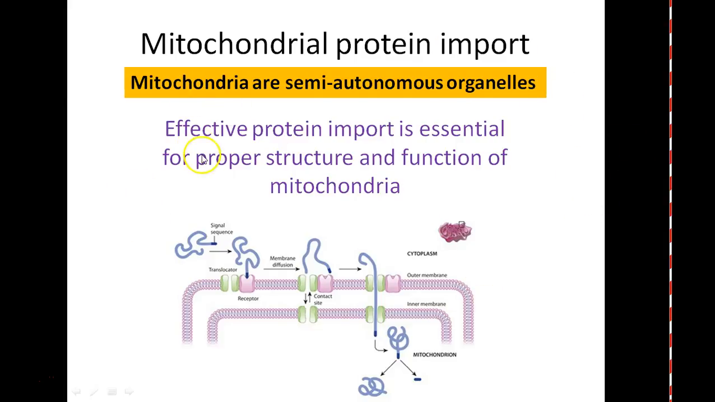I've already said that a couple of times, but this is very important, and I really want you to think about this when you leave this lecture: effective protein import is essential for proper structure and function of mitochondria. That's the whole goal of this process. And here's a very general overview of how this process works, but of course we'll talk about all of those steps in detail in the following slides.